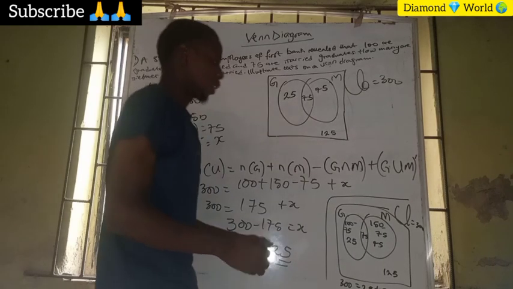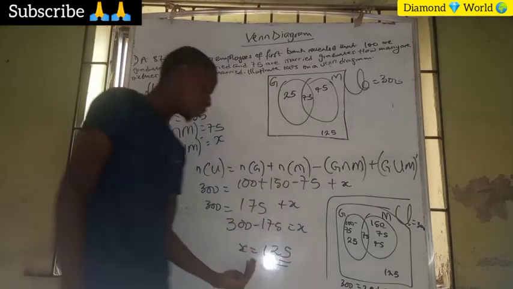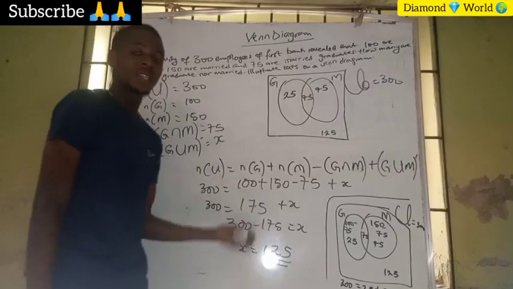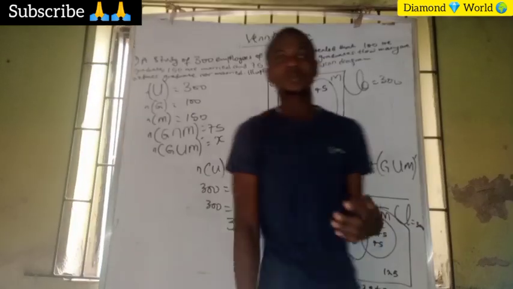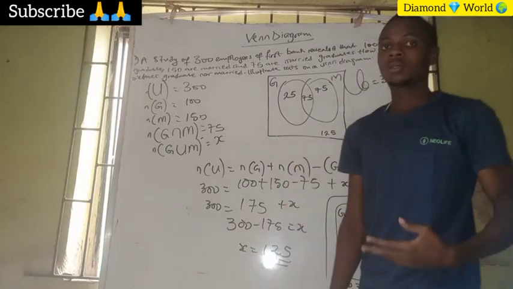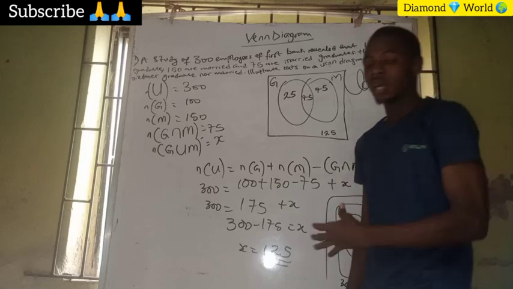Can you see? In the short method, I've been able to do the same thing I did using the normal method, and I'm getting the same answer. Now, I believe with this, you can do any question that comes like this under Venn diagram.